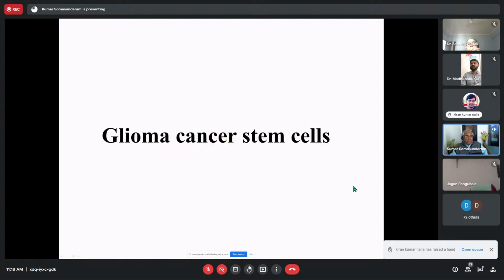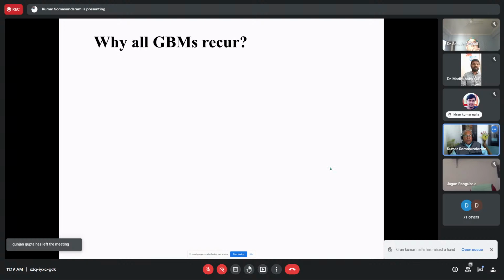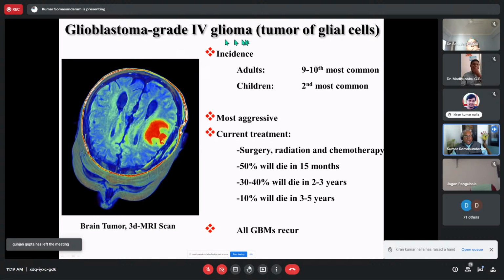So in our lab, we work on glioma cancer stem cells. We work on glioblastoma, which is a grade 4 glioma. Glioma is, of course, the tumor of glial cells in the brain. I showed you the incidence, and it is one of the most aggressive cancers. Current treatment is surgery, radiation, chemotherapy, like in any other cancer. And the survival is very, very terrible. 50% of them will die within 15 months. The remaining 30 to 40% will die within 2 to 3 years, and the other 10% will die within 3 to 5 years. Essentially, by 5 years, everybody will die.